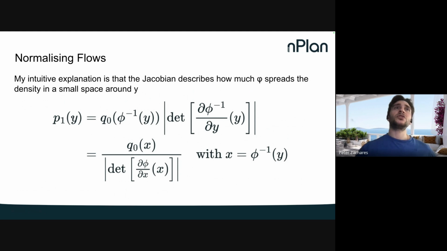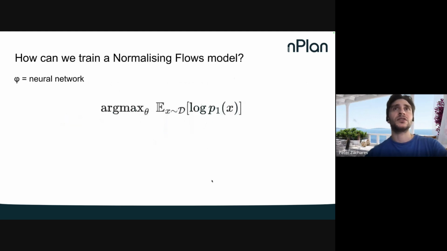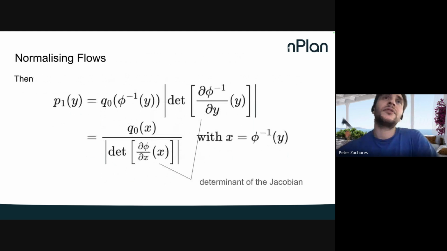My intuitive explanation of these equations is that the Jacobian describes how much phi spreads the density in a space around y. Sorry, one second. So it's telling you how much it's maybe compressing, so there's more density around the points for p, or maybe there's less density, and that's what this value is doing. I'm hoping that's as mathy as we'll get.